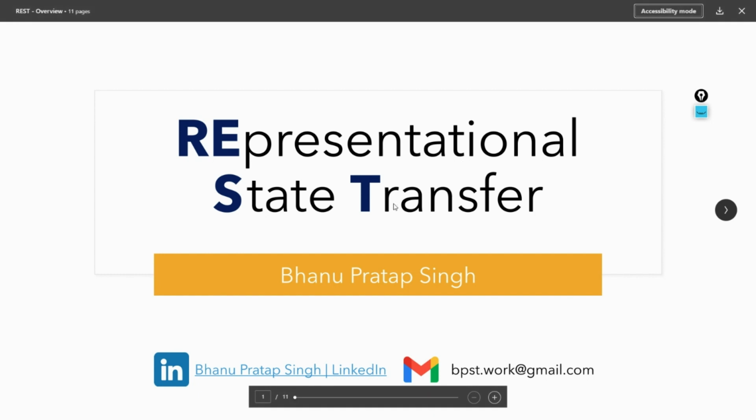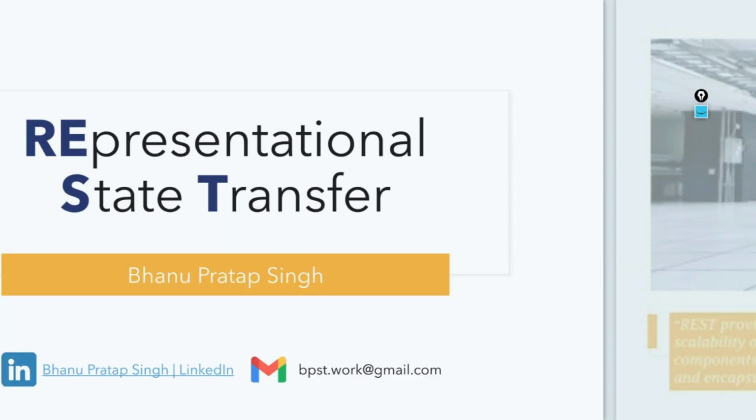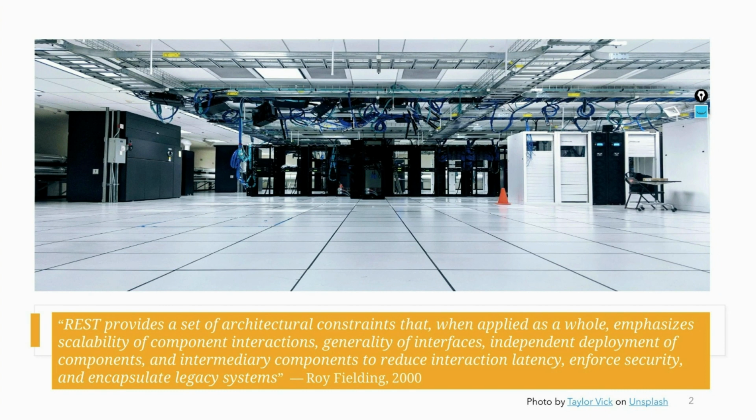So it's representational state transfer, basically, a set of architectural constraints. It has six constraints. When they are applied as a whole, they emphasize scalability of component interaction, generality of interfaces, independent development of components, and intermediary components to reduce interaction latency, enforce security, and encapsulate legacy systems. This is something I'll talk about once more.